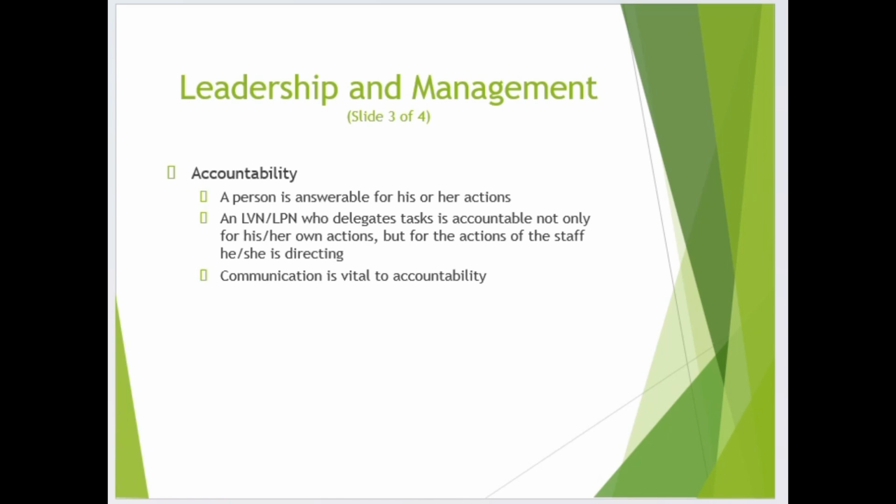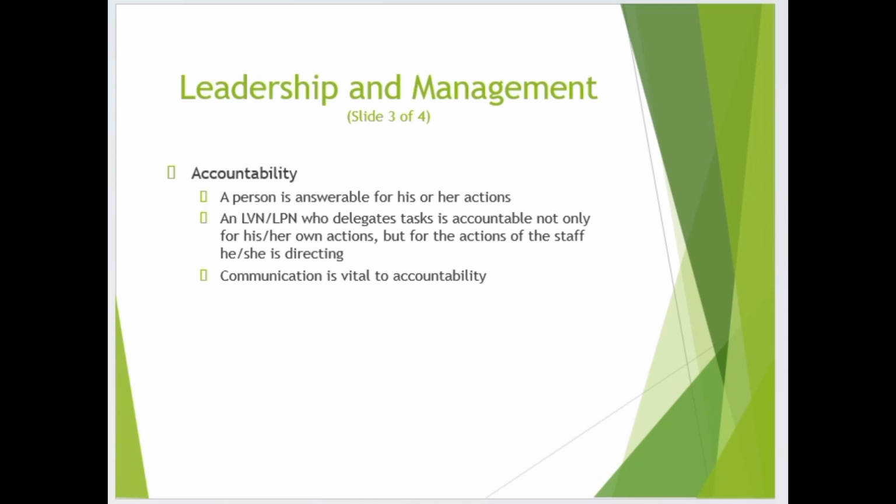Okay, leadership and management, continued. Accountability. If I delegate a task and I go back and I make sure it got done, I'm being accountable. If I don't go and check on it and it didn't get done, I might be negligent because I knew I was supposed to check and I didn't. And if there was any harm done, I'd be negligent. I could be sued for malpractice.